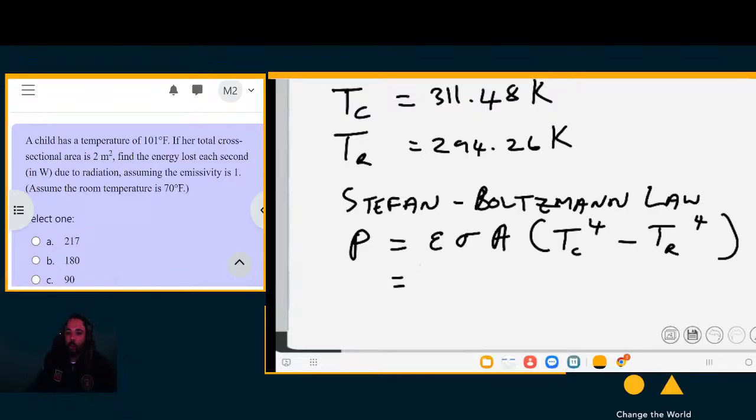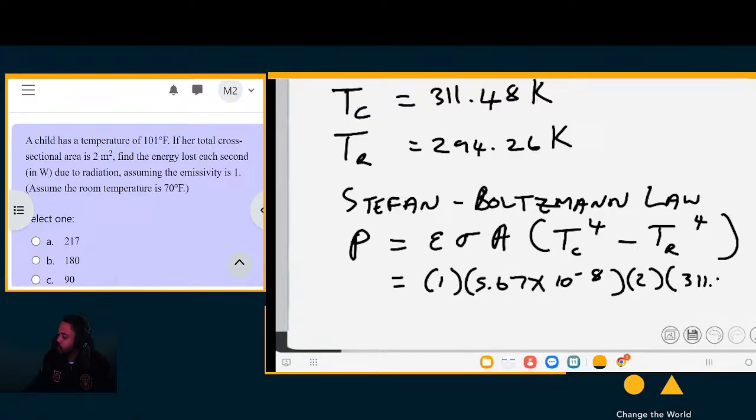Okay, so let's plug in. We have been told that the emissivity is 1. Then the radiation constant is 5.67 times 10 to the negative 8. Then we have that the area of this girl is 2 square meters. We only work in SI units. And then the child's temperature in Kelvin is 311.48 to the power of 4 minus, of course, 294.26 to the power of 4. If you do that whole sum, you will find at the end that it is approximately 217.8 watts of heat. So 217 joules per second is radiated every second.